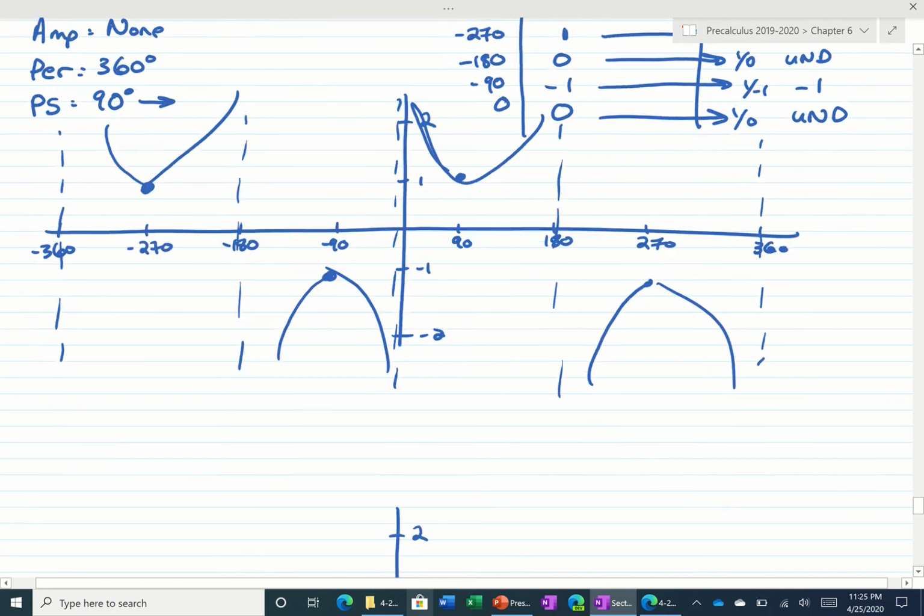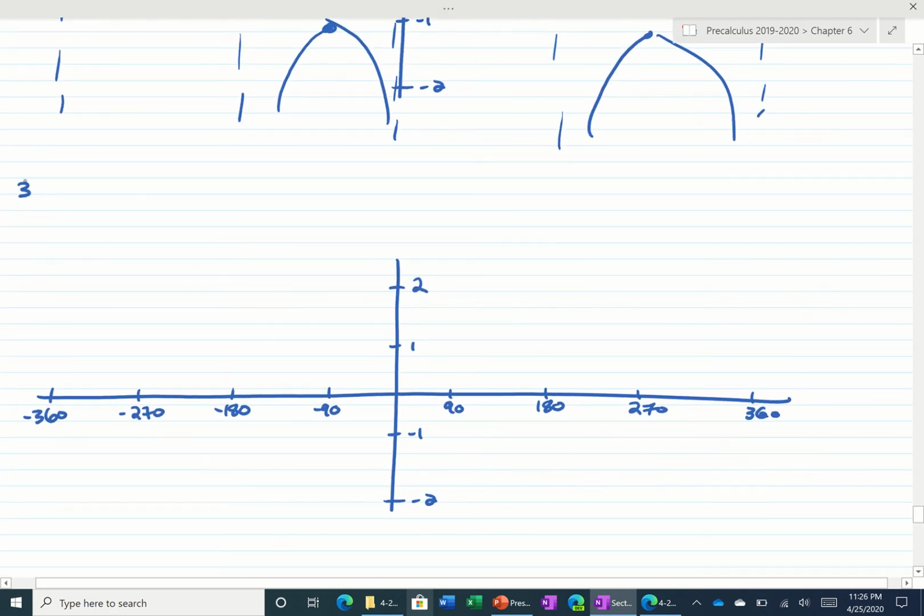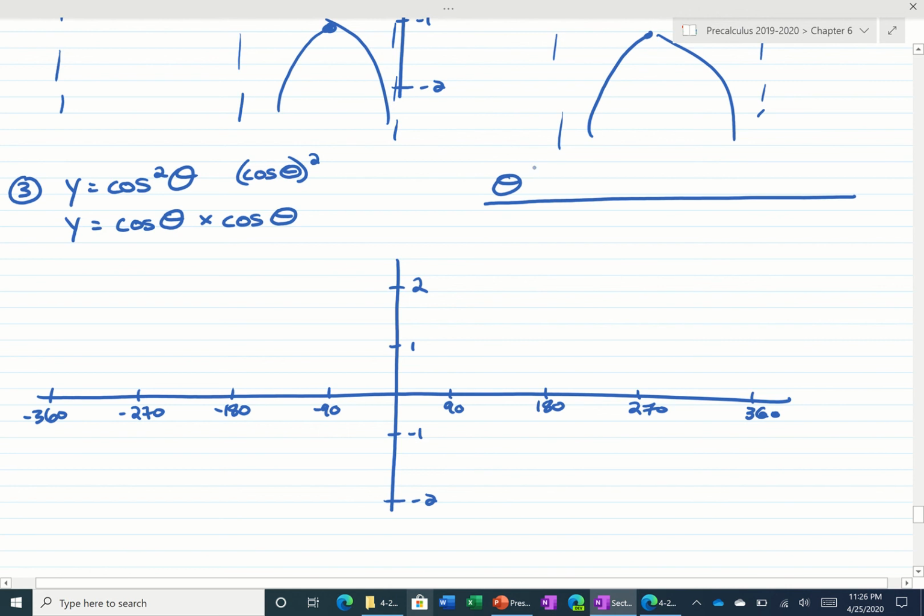The last thing I wanted to go over with you, problem number 3, is something like this. Y is equal to the cosine squared of theta. Now that's totally new. What this actually means is just cosine of theta times cosine of theta. That's the notation for just cosine of theta squared. So on our calculator, this is how we're going to figure out what this graph looks like. We have a wave times another wave, probably going to give us a wave.